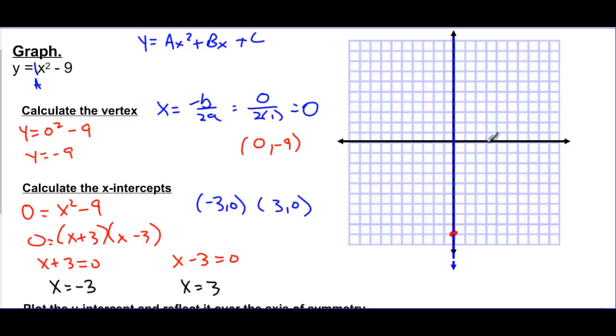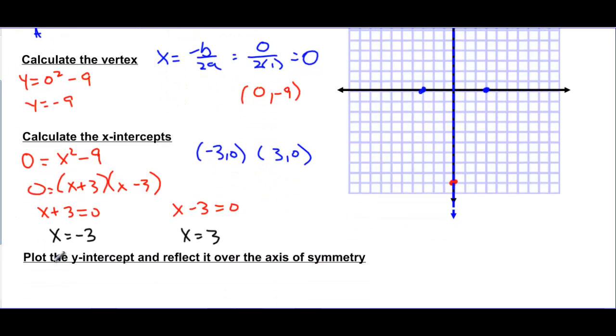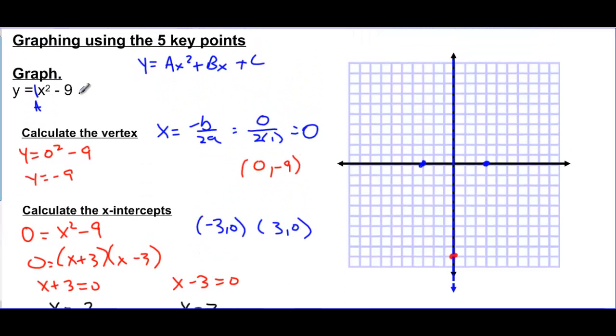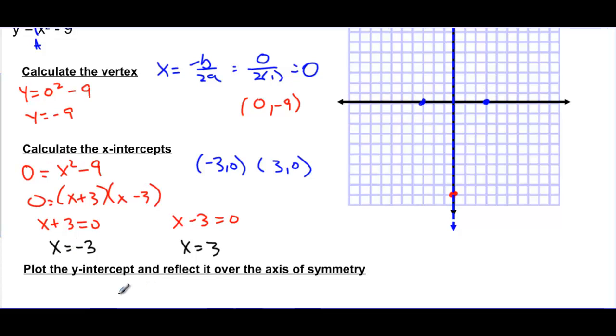So I'm going to go over to 3, 0 and put down a point. And I'm going to go to negative 3, 0 and put down a point. It's looking like I'm getting a nice parabola. That's good. Those are two important points. Now here's the other tricky point. If I say plot the y-intercept, when I plug in 0, well, I already did that for my vertex. I'm going to get 0, negative 9 again, which I've already graphed. And I can't reflect it either, because my y-intercept is actually on the axis of symmetry. It's 0 points away. So I really can't do any of those.